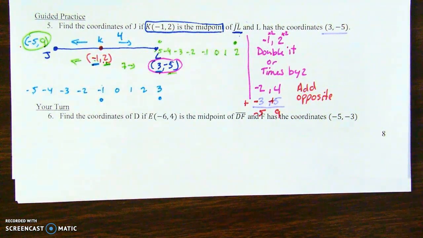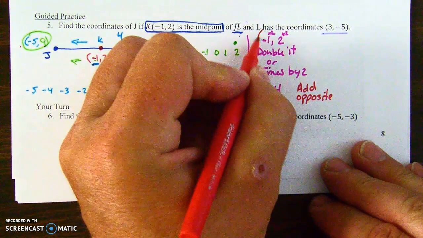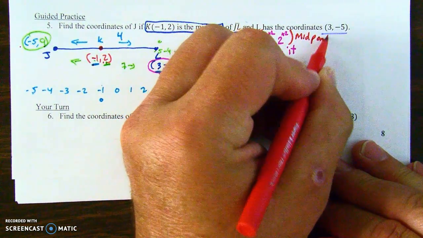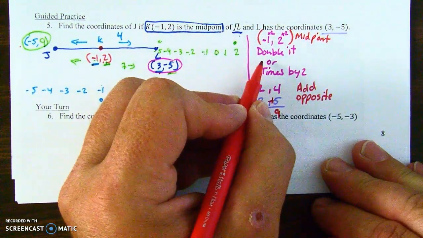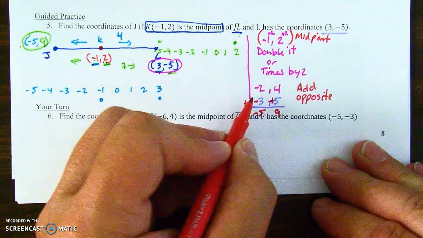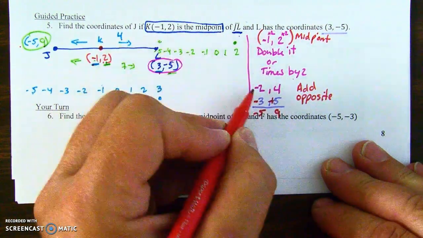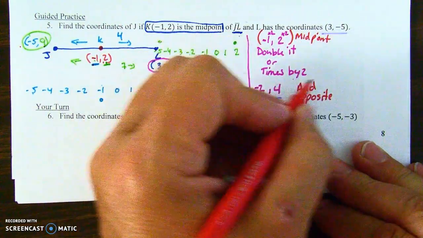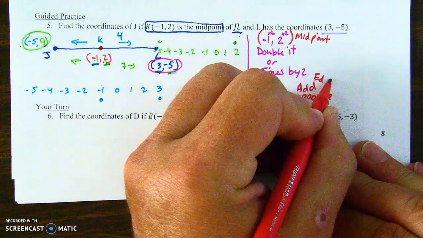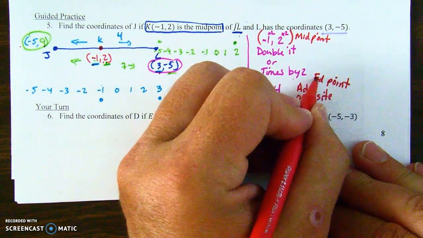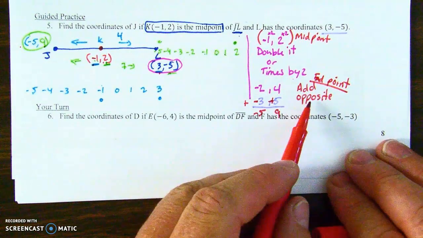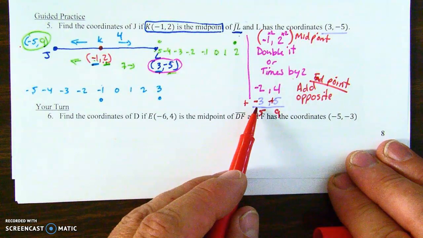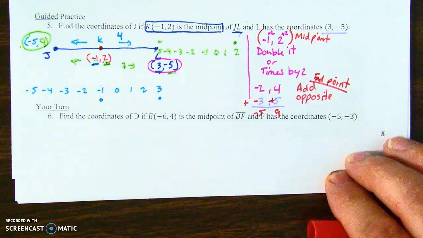And then again, going back here, we're going to take the midpoint. Right, midpoint here. And we're going to double it, or times each of them by 2, which we did here, which gives us negative 1 times 2 gives us negative 2. 2 times 2 is 4. Then we're going to take the other endpoint, and we're going to add its opposite. So we took this one, 3 and negative 5. Put the plus sign out, change it to its opposite, and then add, and we get the same answer.